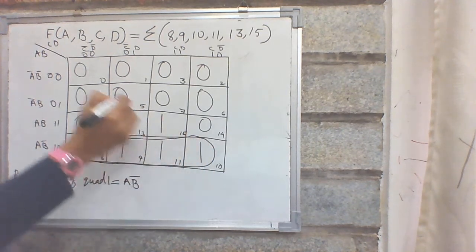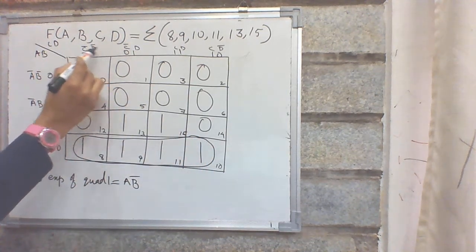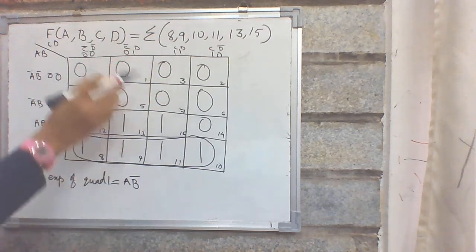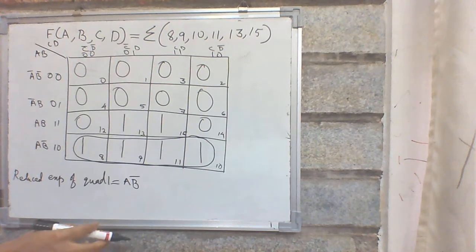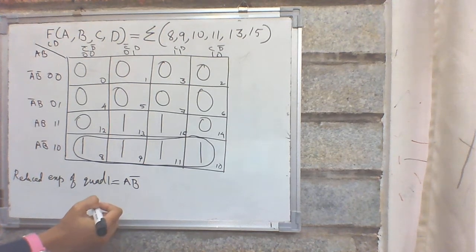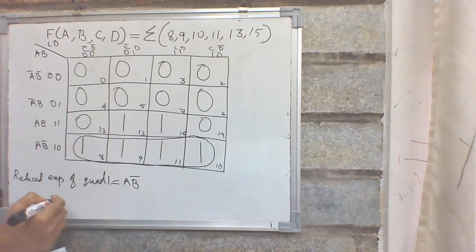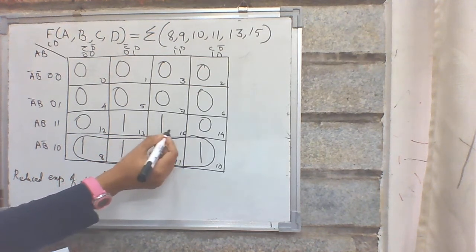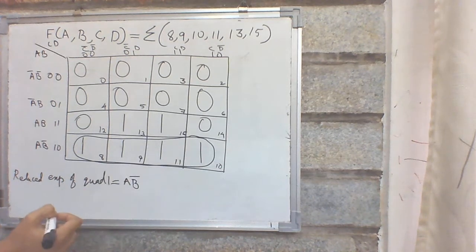Check the top side. See here D bar is changing to D. Next C bar is changing to C. So we can remove those two variables C and D. So the reduced expression of quad 1 is equal to AB bar. Next, check, is there any other quad? See here, which ones are remaining? This 13 and 15 are remaining.